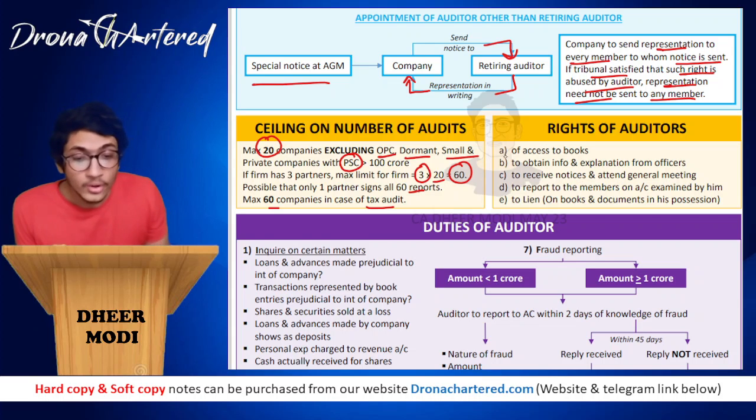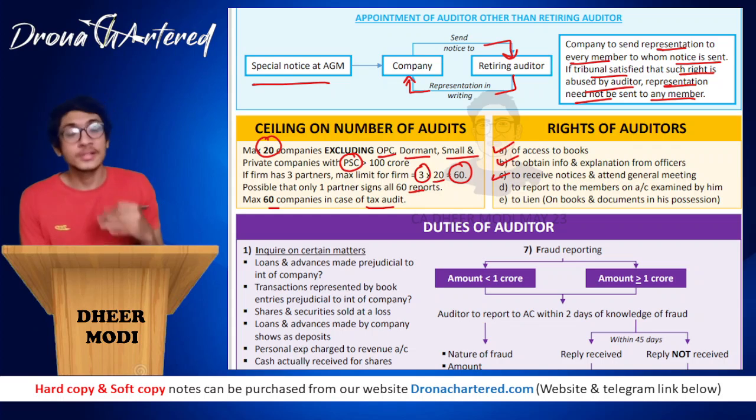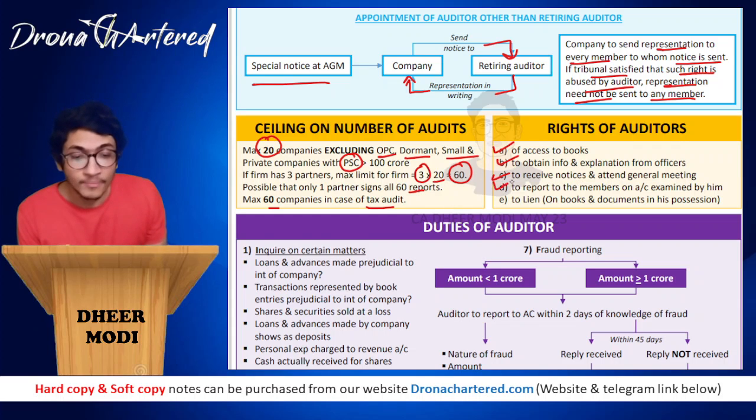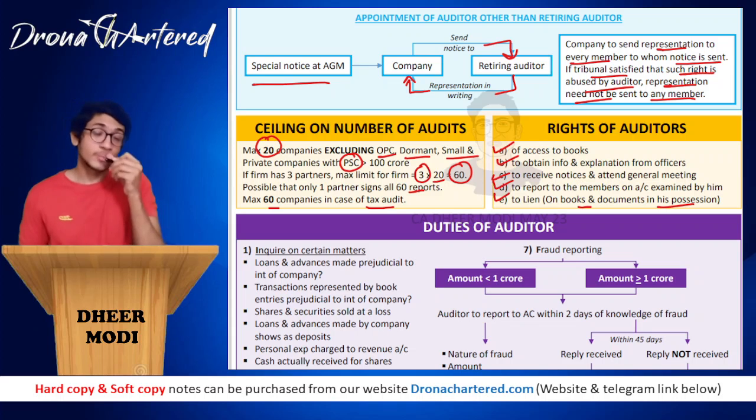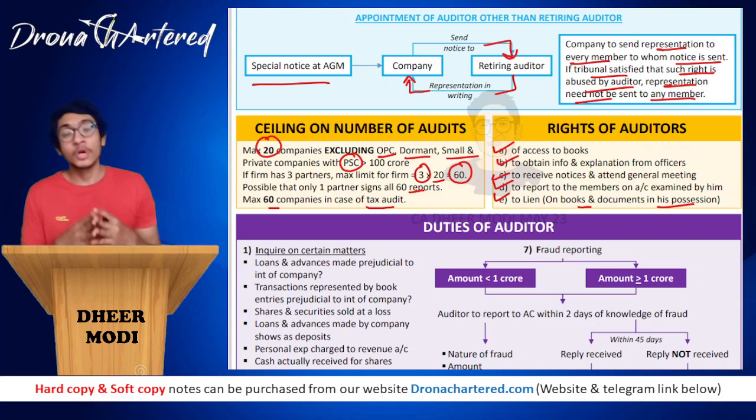Okay. Rights of auditors: of course, the right to access books, to obtain information and any explanation from officers of the company. Then to receive notices and attend general meeting. They have a right, it is not an obligation, to attend general meeting. To report to the members on accounts examined by him, and last is to lien, that is on books and documents in his possession. Whatever books and documents he has in his possession, if he is not paid his fees, he is allowed to keep those with himself. This is called your right of lien.